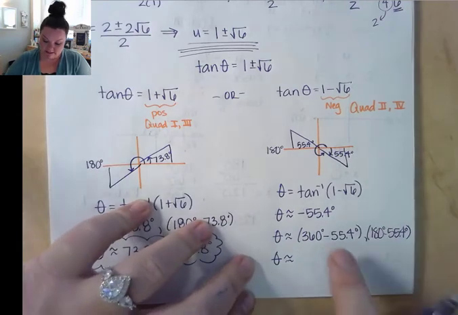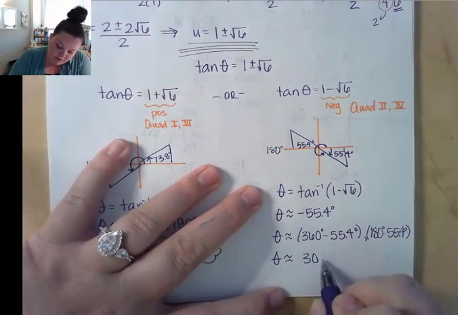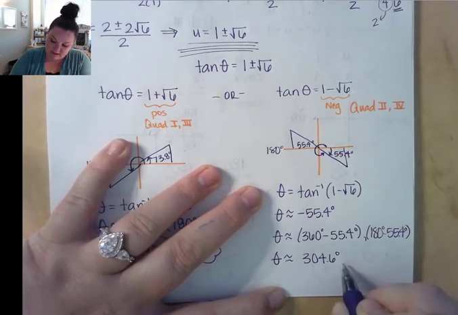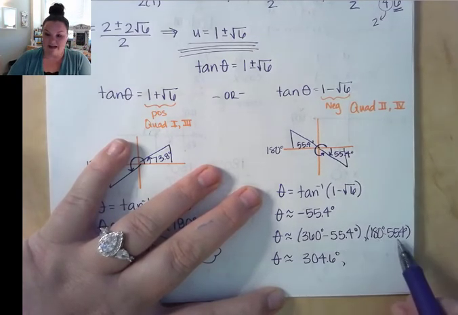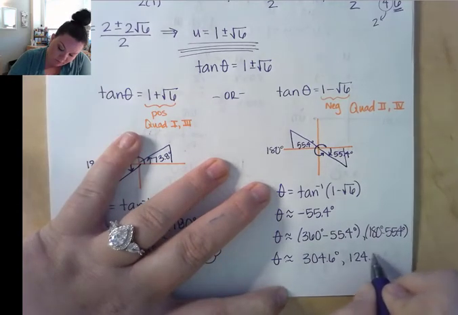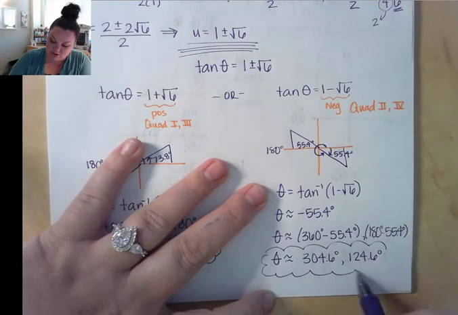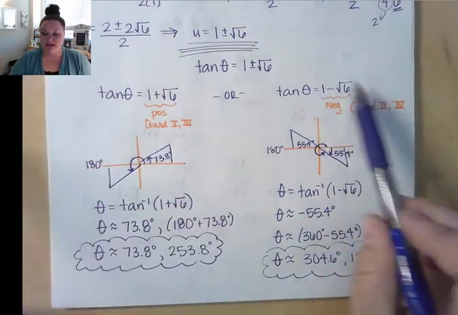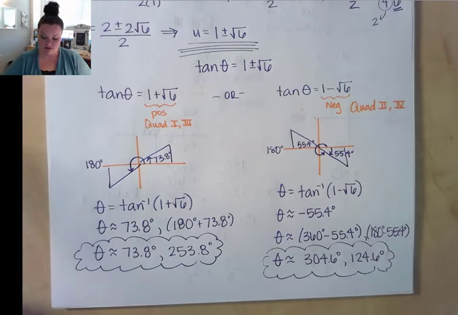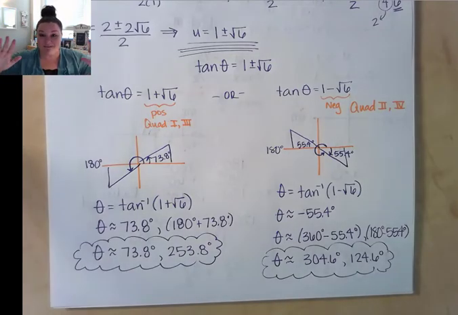So 360 minus 55.4 gives me 304.6 degrees. And then 180 minus 55.4 gives me 124.6 degrees. So these are the two degree measures that satisfy the second tangent stipulation. So I have 4 answers for this one. Okay? All right. Last problem.